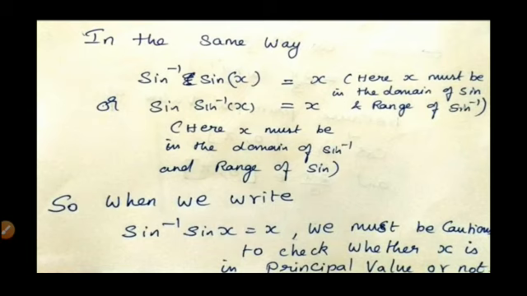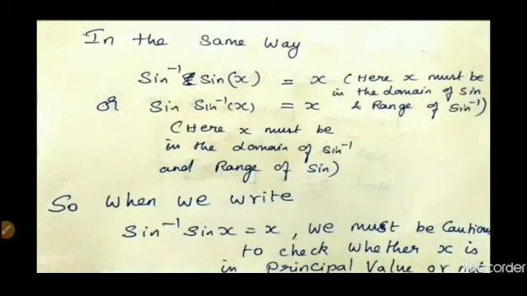So recall what is the domain of sine. In order that the inverse exists, the domain of sine is minus pi by 2 comma pi by 2, and the range of sine inverse is minus pi by 2 comma pi by 2.